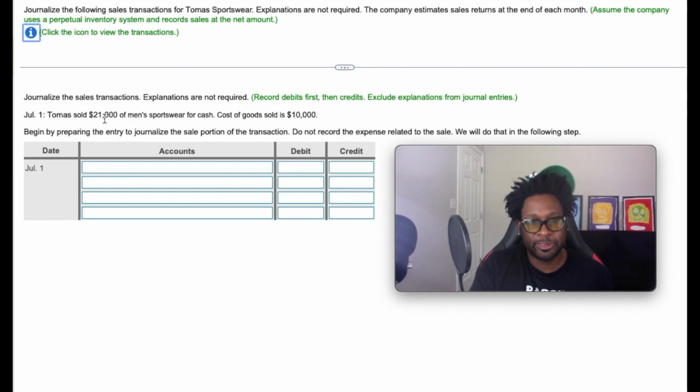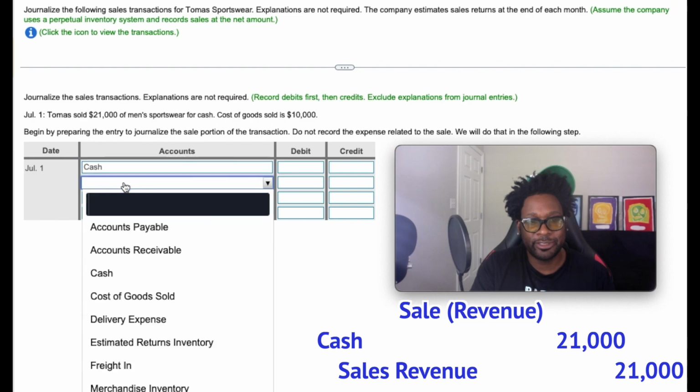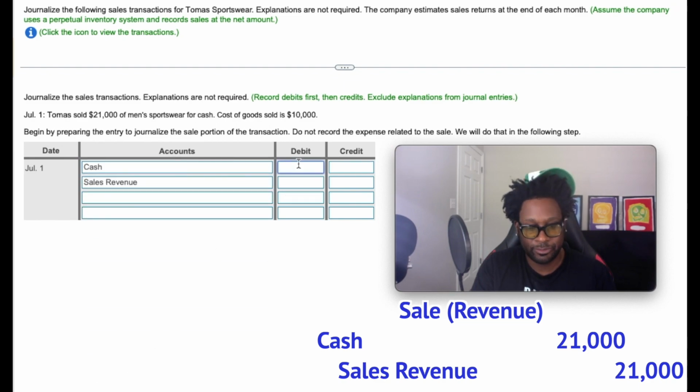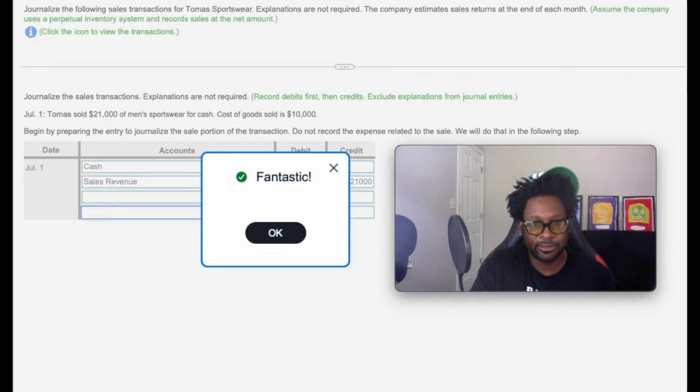So it tells us Thomas sold $21,000 of men's sportswear for cash. Cost of goods sold is $10,000. All right, gang. So this is a sale. And first we have to identify the actual revenue part. So we're going to take that big amount, the $21,000, and account for that. Since it's for cash, we're going to debit cash. And we're going to credit sales revenue, gang, for the $21,000. We're going to check our answer.